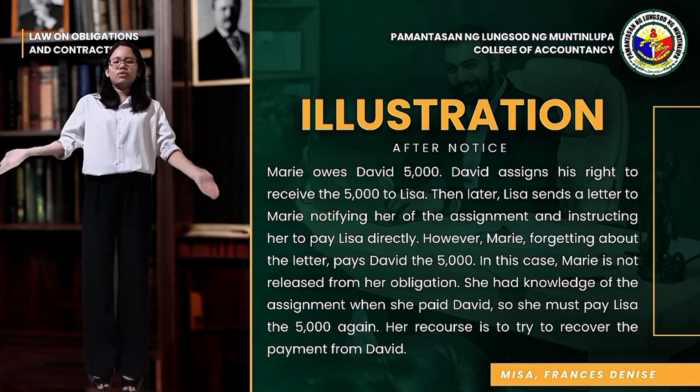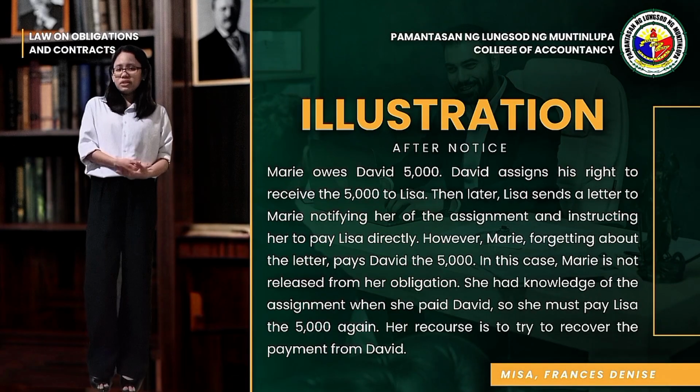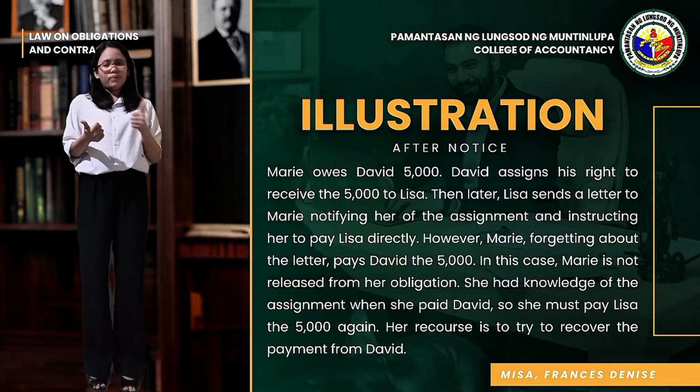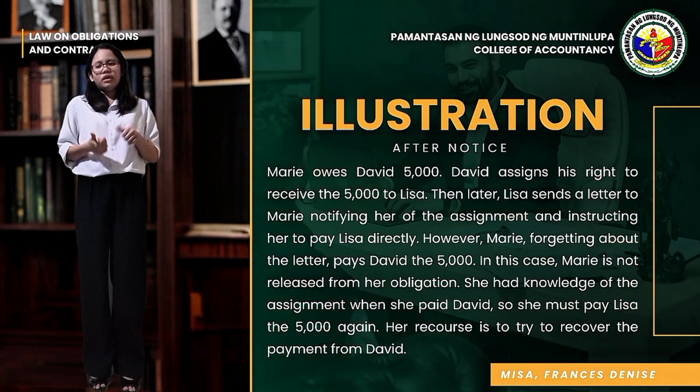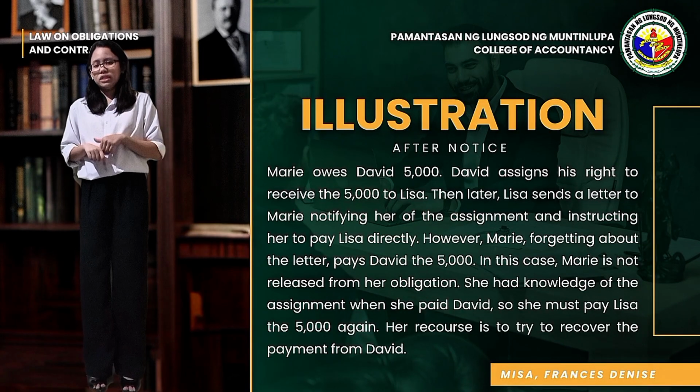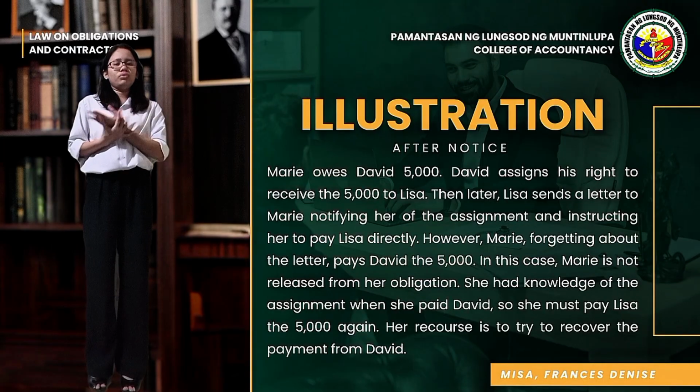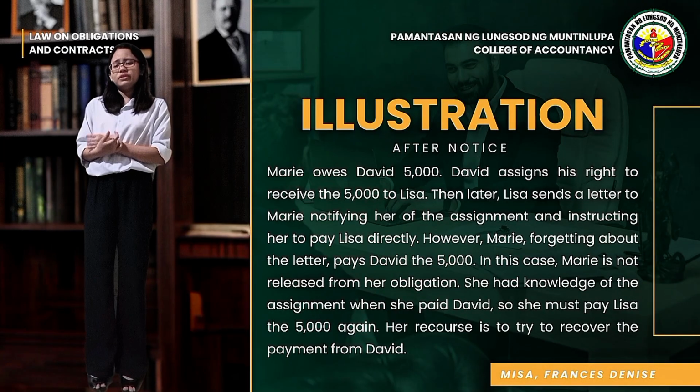So again, if the debtor knows about the assignment and still pays the original creditor, they are not protected by this article and may have to pay again to the assignee. So this is an example. You could read it on your own.